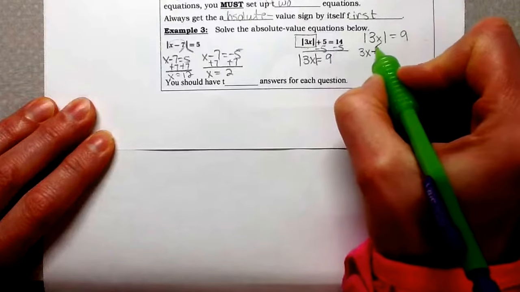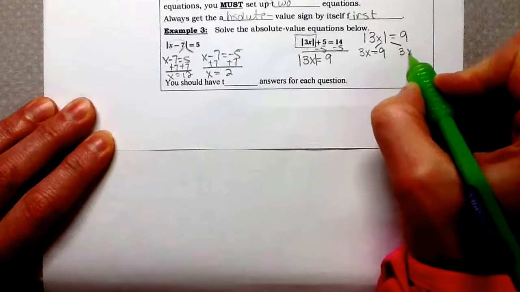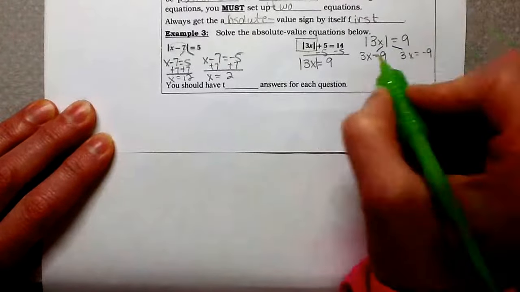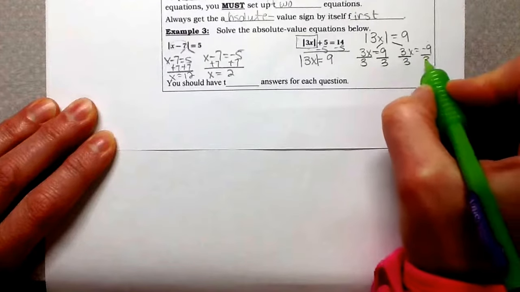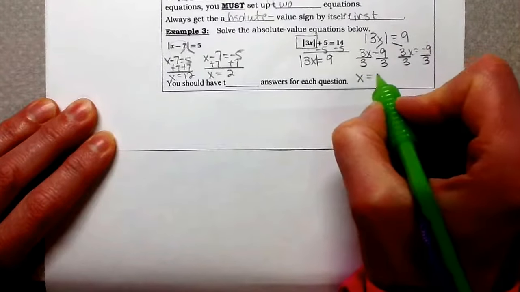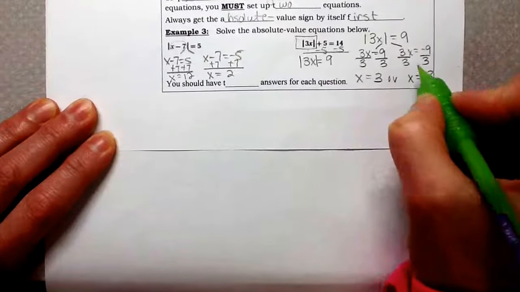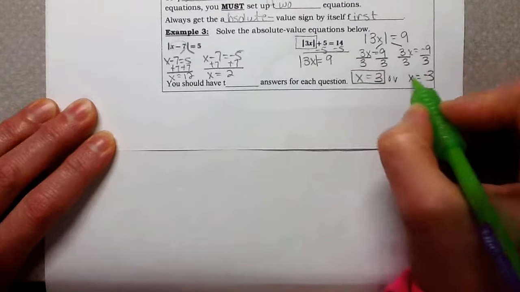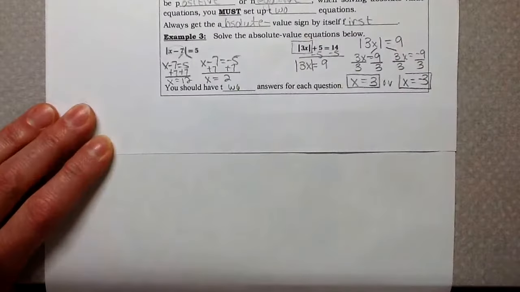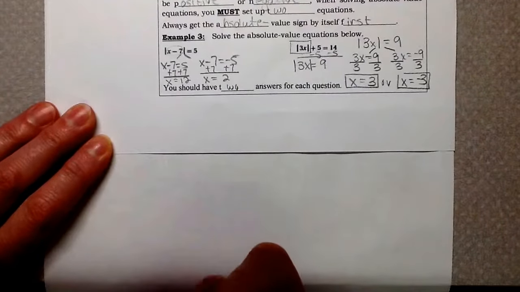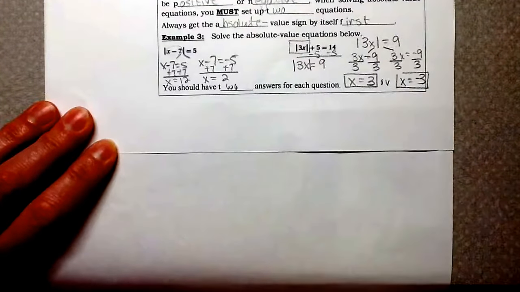So 3x equals 9 or 3x equals negative 9. We're going to divide both sides by 3. And so we get x equals 3 or x equals negative 3. Those are our two answers. So you should have two answers for each question when it's absolute value. Okay, you have a few, you try it.